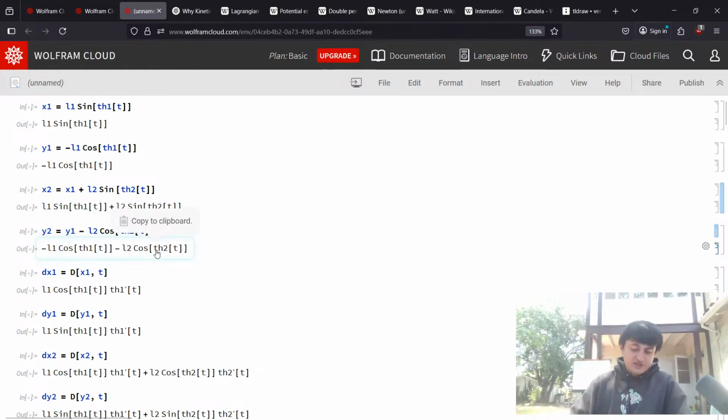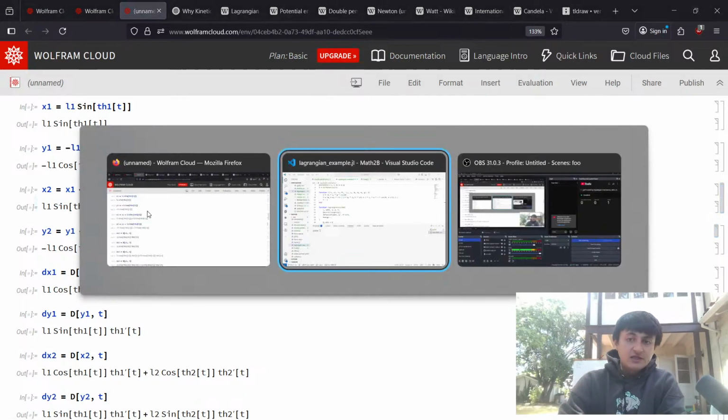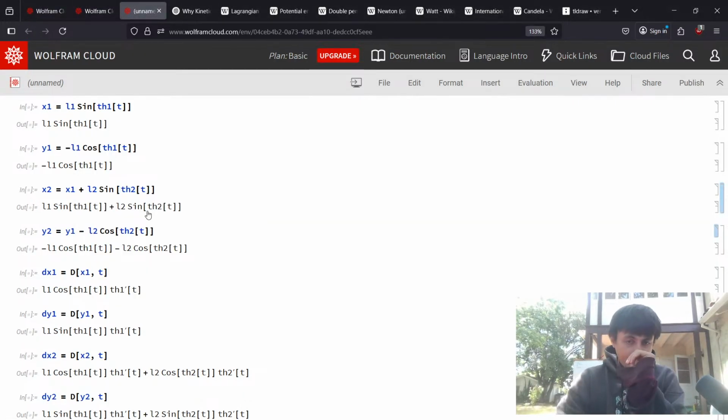Cool. So now we have the positions in Cartesian form, sort of, but the expression itself is still written entirely in terms of angles, which is what we want. Okay, so now let's get to the Lagrangian.